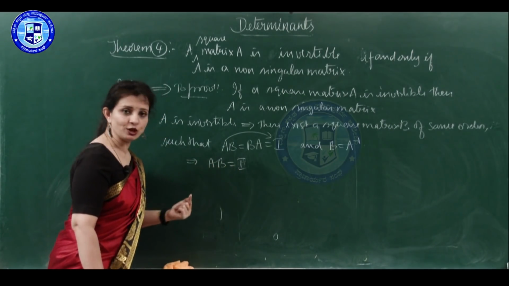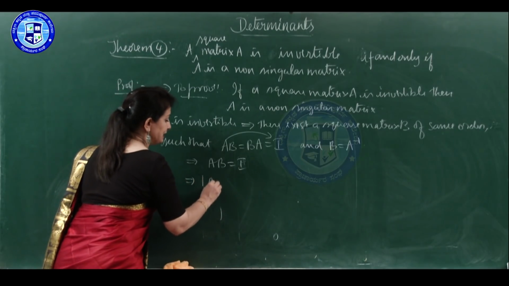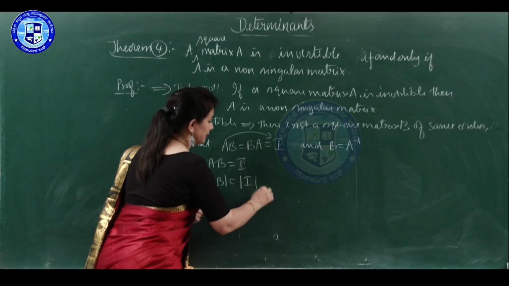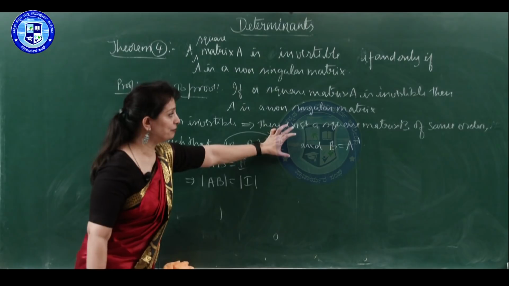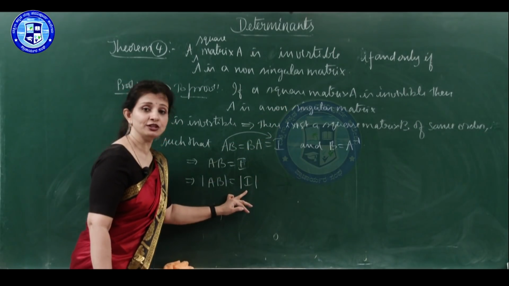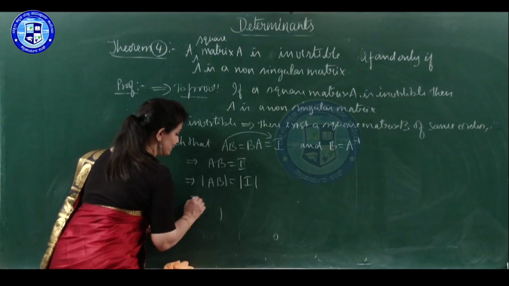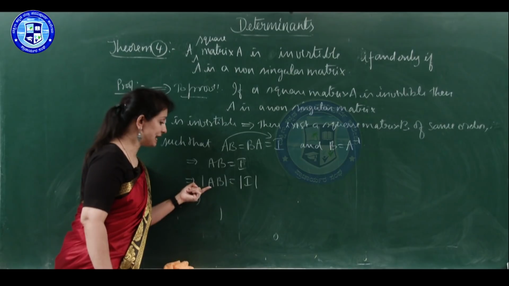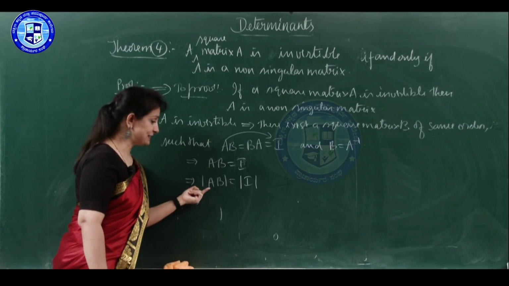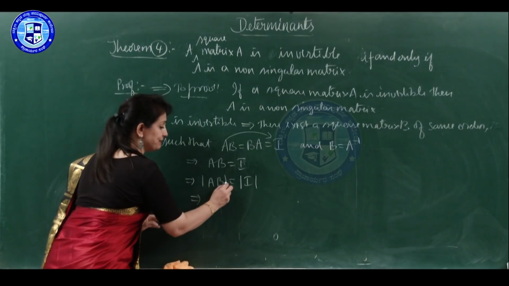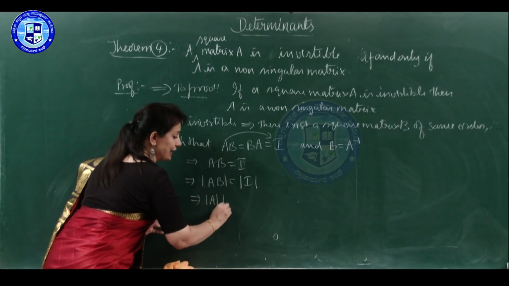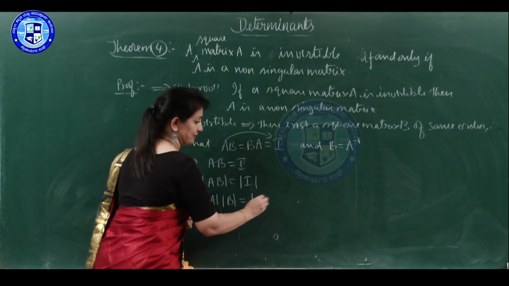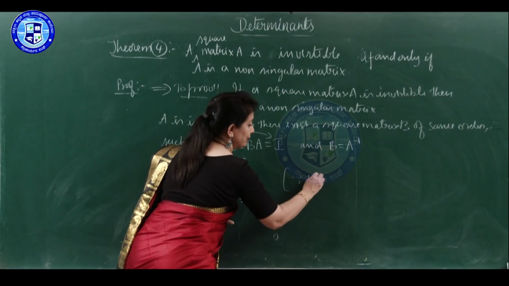Now, take determinants on both sides, which implies determinant of AB is equal to determinant of I. In the previous problem or the remark, we have seen determinant of I is 1, isn't it? Also there is a theorem which states that determinant of AB is determinant A into determinant B. So, determinant of AB is written as determinant A into determinant B is equal to, what is determinant of I? It is 1. Determinant of I is equal to 1.